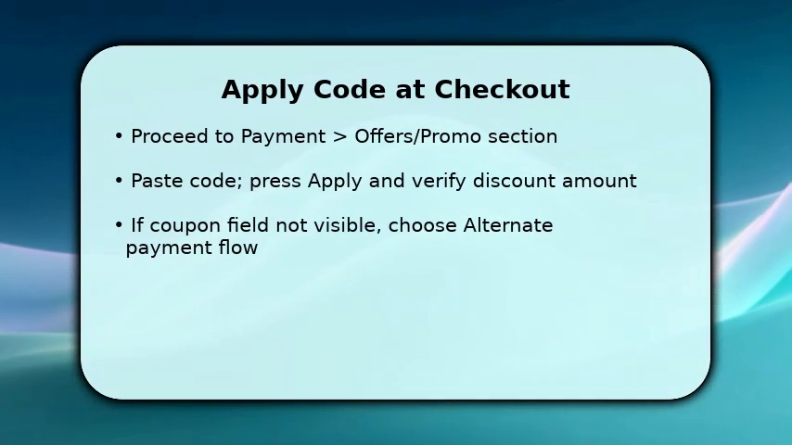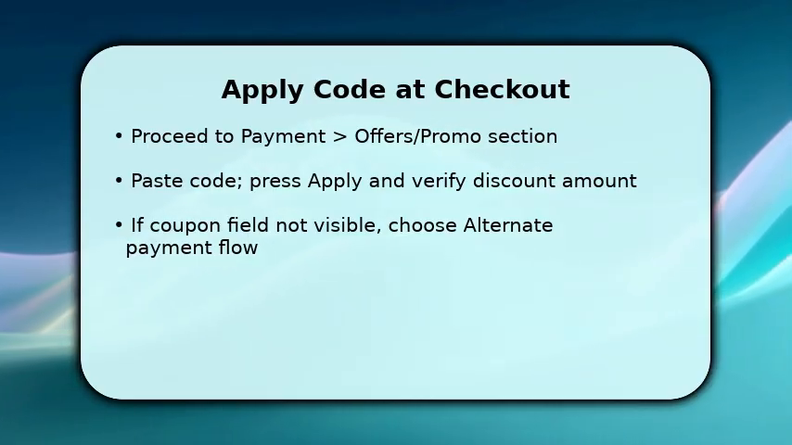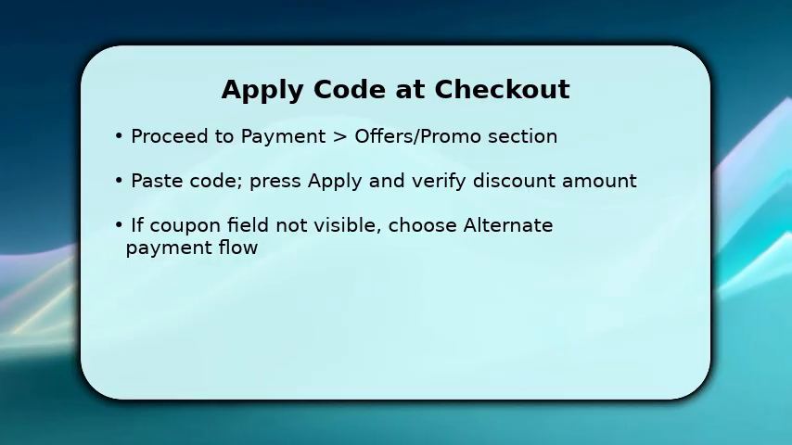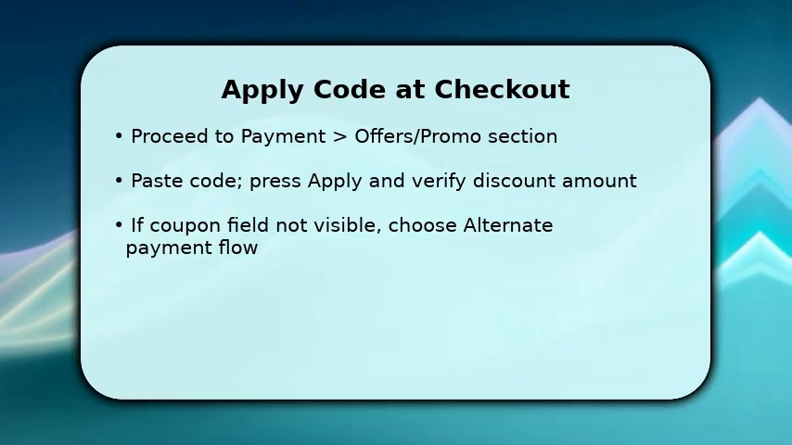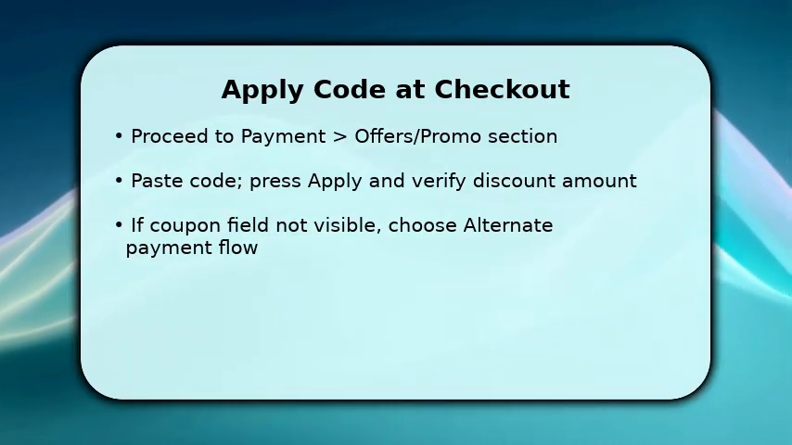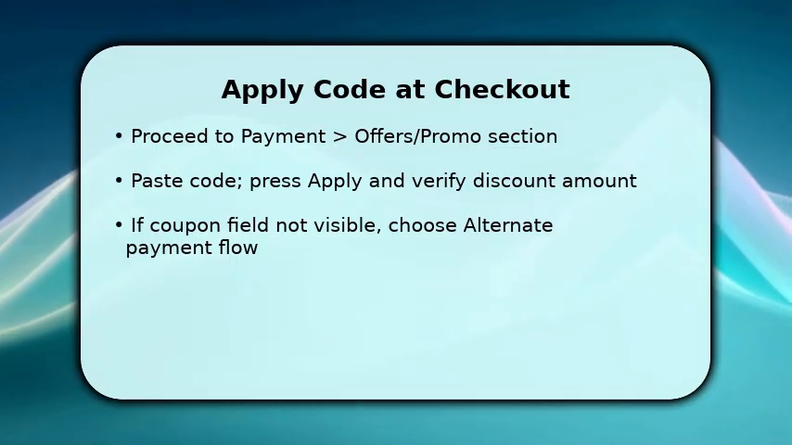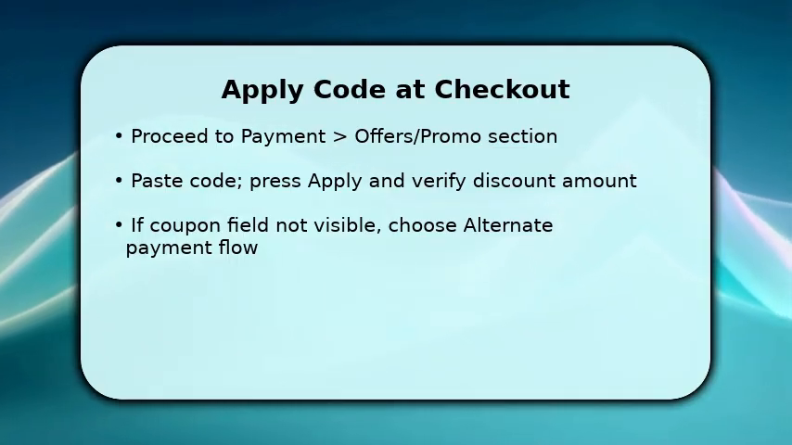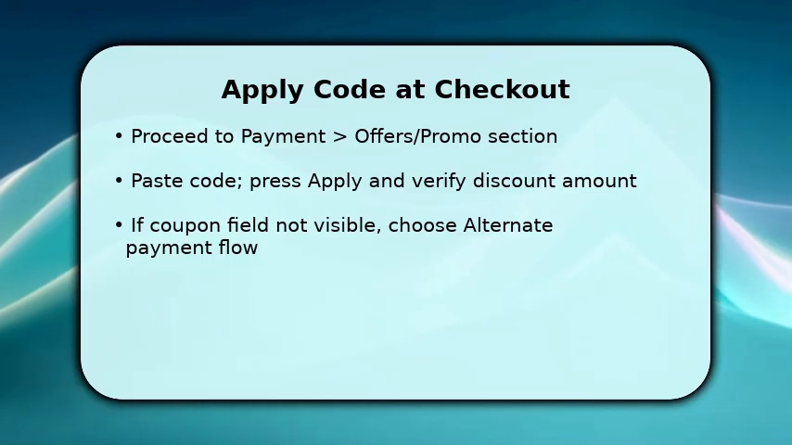At checkout, tap Payment or Offers. Look for the promo or coupon field and paste the Google Pay rewards code there. Press Apply. Watch the order summary to confirm the discount appears and that taxes or shipping update accordingly. If the field isn't visible, choose the alternate payment flow or tap Change Payment Method to reveal offers.